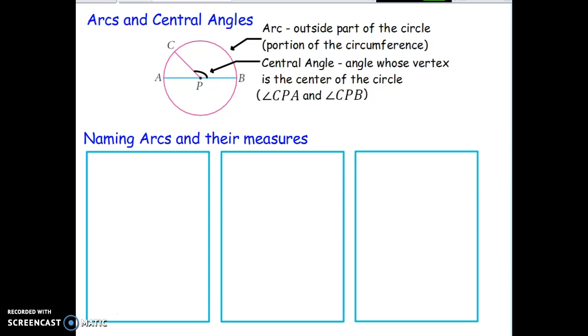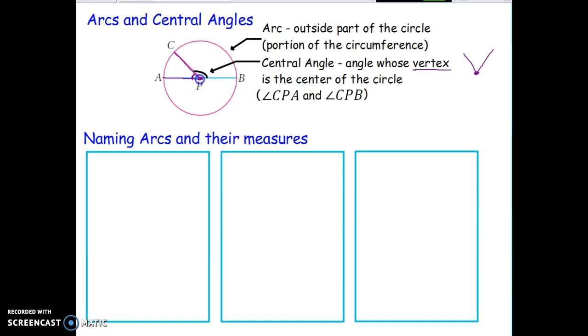A central angle is an angle whose vertex, so let's underline this because we want to talk about that in a second, whose vertex is the center of the circle. So vertex, remember, just means the corner. So if you're looking at an angle, this right here would be the vertex. So remember, to name an angle, we need 3 letters, and the middle letter has to be where the vertex is located. So if we think about angle CPA, CPA is this angle right here.